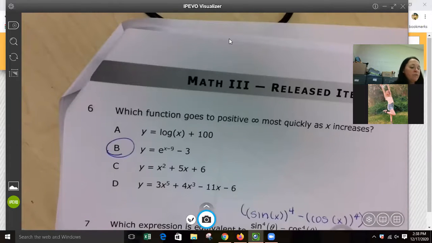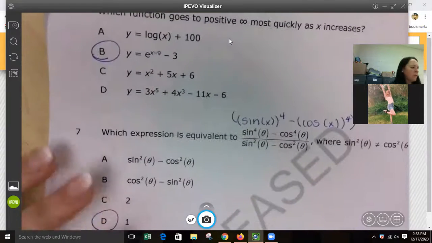So again, exponential moves quicker than any of those other ones. Let's flip through.